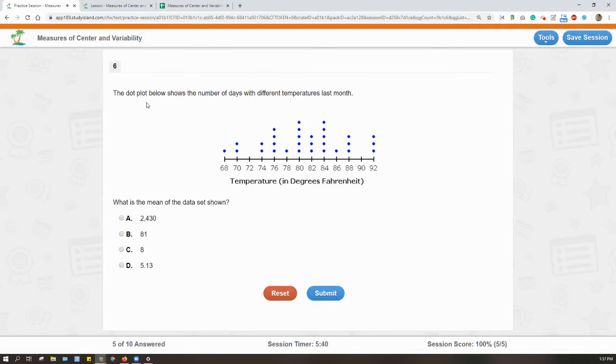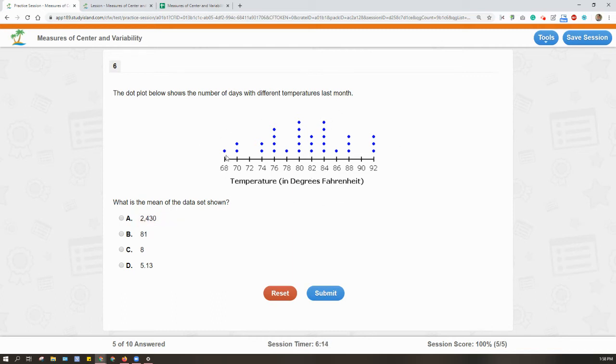Number 6, the dot plot below shows the number of days with different temperatures last month. So we've got a little dot plot there. What is the mean of the data shown? So again, the mean is the average. This is a pain in the butt problem because they just give you dot plots and you need to find the mean. What is the mean? It's when you add everything together and divide by how many there are. So get a calculator out, or you can use the URL bar, and you have to type in all of these values into the calculator, add them all up, and divide by how many of those values there were.